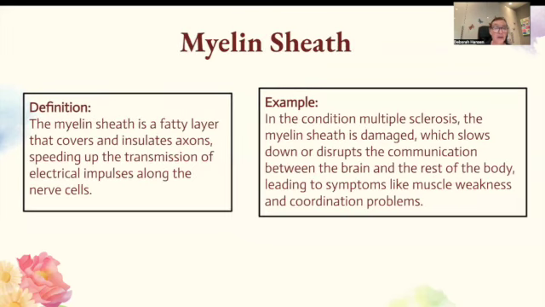Myelin sheath. The myelin sheath is a fatty layer that covers and insulates axons, speeding up the transmission of electrical impulses along the nerve cells. In the condition of multiple sclerosis, the myelin sheath is damaged, which slows down or disrupts the communication between the brain and the rest of the body, leading to symptoms like muscle weakness and coordination problems.